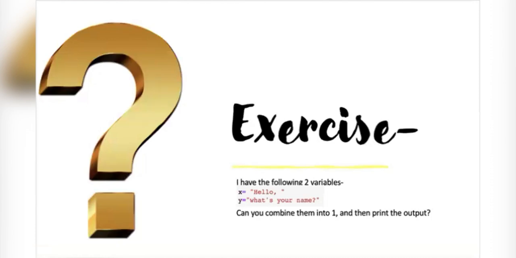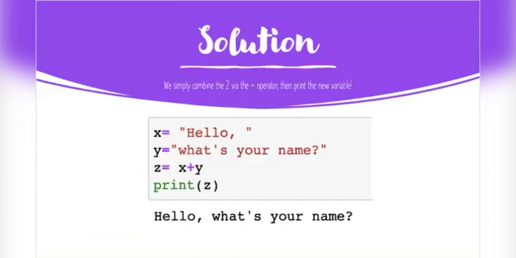All right, here's the solution to that. For that, what you simply do is just write x is equal to hello, right? And then y is equal to what's your name, what I've given you, right? Then you can make a new variable such as z, which is equal to x plus y. And then you can print z.